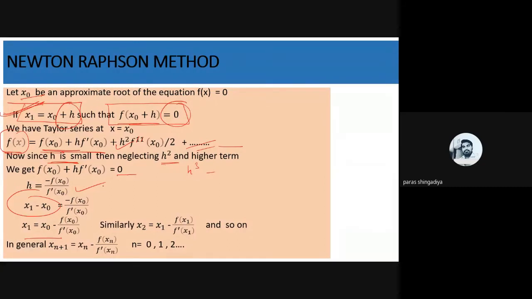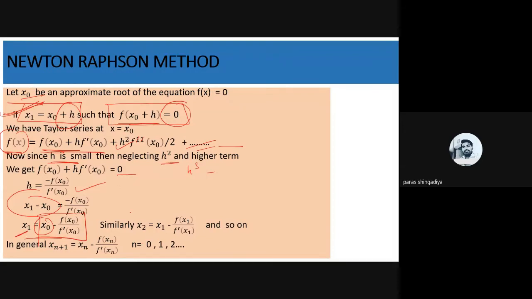This is the first approximation answer by using the Newton-Raphson method. We just need x0 and use it in this formula. f of x0 means the function output at x0, and f dash of x0 means the first derivative of the function. Replace x0 in the function and in the derivative, simplify, and you will get the first approximation of the given equation.